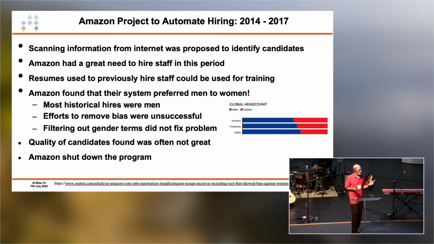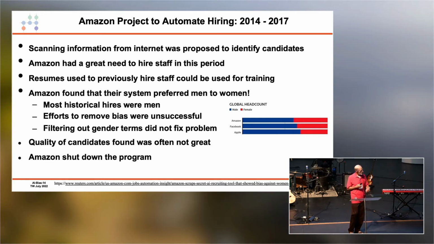Now, Amazon was doing a big hiring project in the 2014-17 time frame. They needed a lot of people in that time frame. And you can look at this chart here that showed that they had more men than women. They were doing better than Facebook and Apple, but not great. And so they tried to use resumes for previously hired staff and see if they could figure out what good candidates would be, search them from the internet.